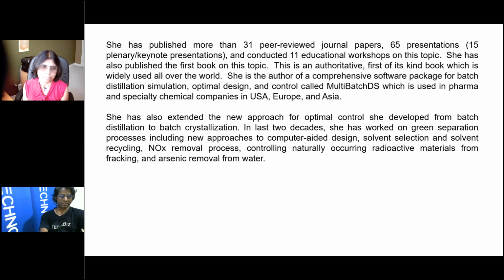In the last 2 decades, she has worked on green separation processes, including new approaches to computer design, solvent selection, and solvent recycling, NOx removal process, controlling naturally occurring radioactive materials from fracking, and arsenic removal from water. As you see, Dr. Urmila is a specialist, a well-recognized person in batch distillation.